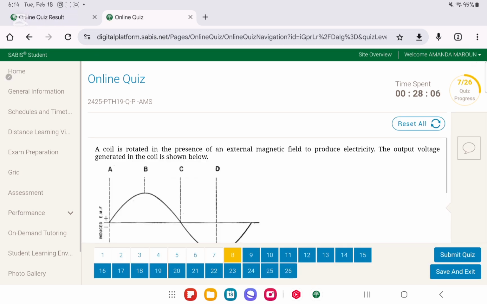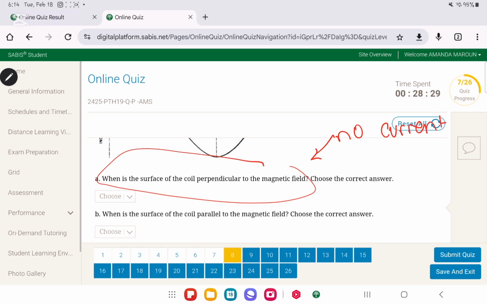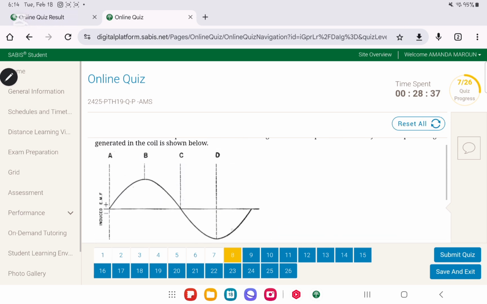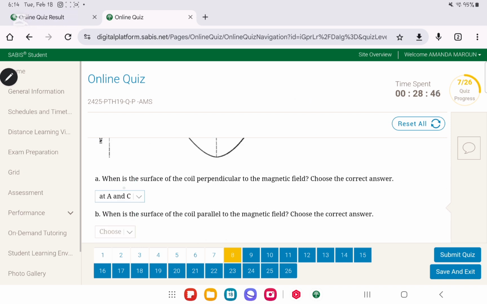They're asking us in question number 8: a coil is rotated in the presence of an external magnetic field to produce electricity. The output voltage generated in the coil is shown below. When is the surface of the coil perpendicular to the magnetic field? Remember, when we said perpendicular to the magnetic field, then there is no current. Perpendicular to the magnetic field, like in 1, means no change in magnetic flux, or no current. So where is there no current? It has to be 0, so it's at these 3 points. Definitely only choose the labeled ones, which are A and C.